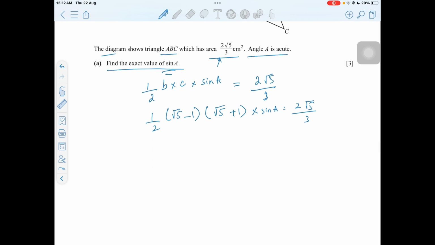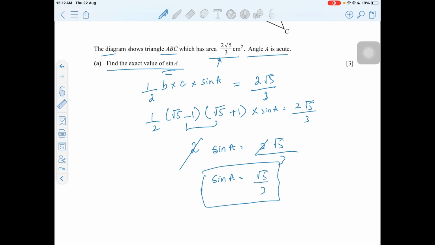This 2 would be multiplied over there, so this would be 4 root 5 upon 3, and we'll be applying a plus b and a minus b, so this would be a squared, that is root 5 whole squared would be 5 minus 1, that would be 4, right? That would be 4, and this 4 over 2 would be 2 over here is equal to 2 sine A is equal to 2 root 5 upon 3. This 2 and 2 would be cancelled out, so this would be root 5 over 3. Sine A is basically root 5 upon 3. So we have our answer.